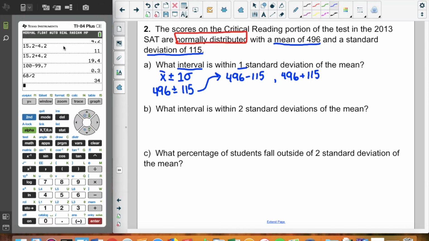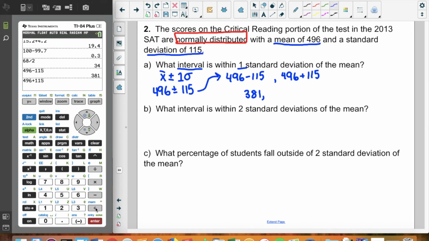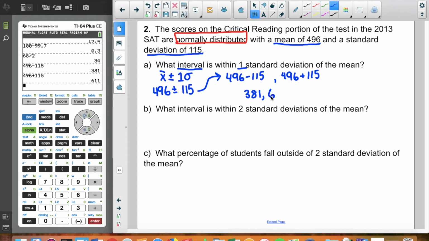Go to our calculator. 496 minus 115 is 381. 496 plus 115 is 611. So that is our interval. Again, if you want to use the line method, that's totally fine. So second problem, mean plus or minus. Now we're looking for 2 standard deviations.